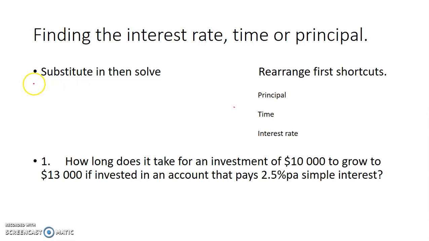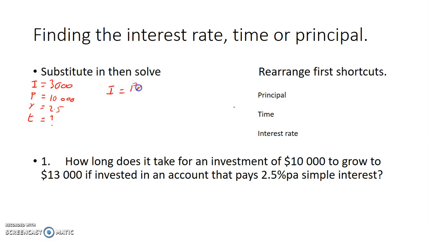So if we were going to write this out, we'd still write out the things we know: I, P, R, and T. Now working off the example down the bottom, how long does it take for an investment of $10,000 to grow to $13,000? So it's grown by $3,000. We must have made $3,000 in interest. Principal is how much we started with, was 10,000. Interest rate was 2.5%, and time is what we don't know.